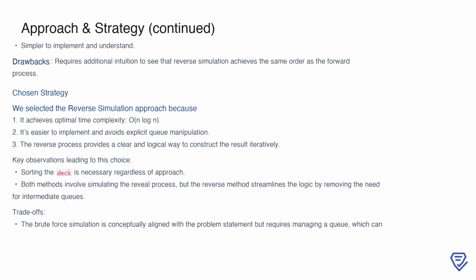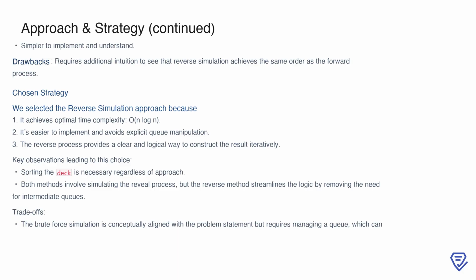After evaluating both approaches, we chose the reverse simulation strategy for three main reasons. First, it achieves the optimal time complexity of O(n log n). Second, it's easier to implement, as it avoids the need for managing a queue explicitly. Finally, the reverse process provides a clear, iterative way to construct the result.